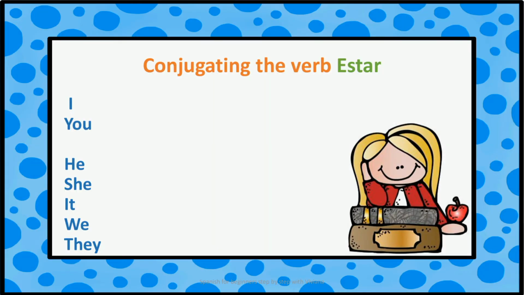In the previous videos we talked about the personal pronouns, how and when to use the verb ser, and when to use the verb estar, but today we will be talking about the conjugation of the verb estar.